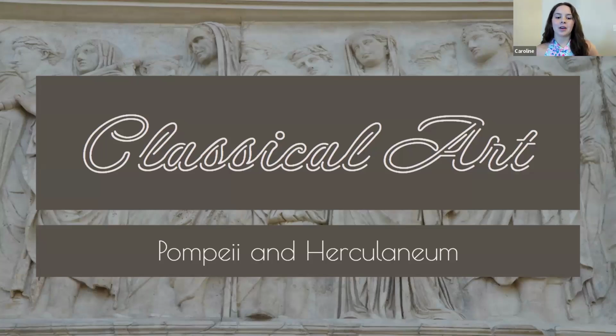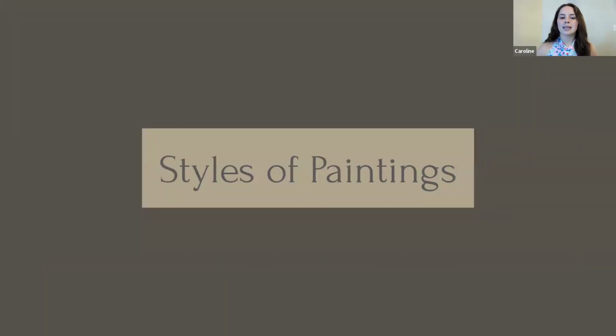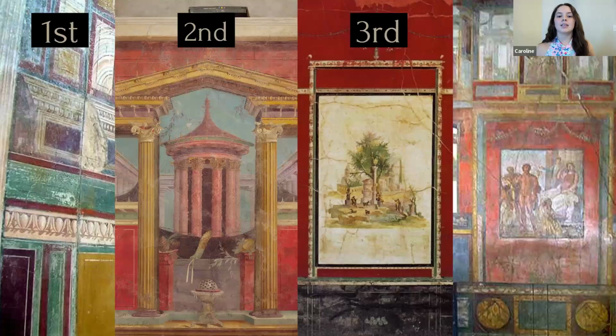In this video, we'll be going over the art of Pompeii and Herculaneum. So to start off with, we need to cover the four styles of painting, and these are those four styles, and they were classified by August Mau, a 19th century German scholar, and he came up with these classifications while studying the wall paintings of Pompeii.